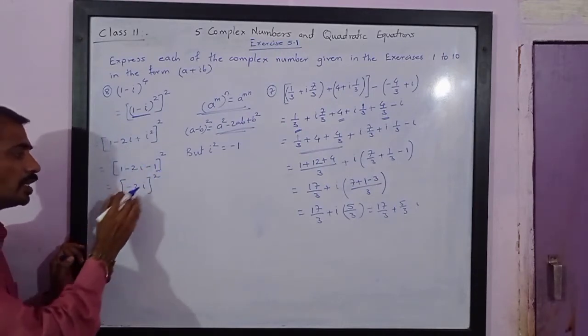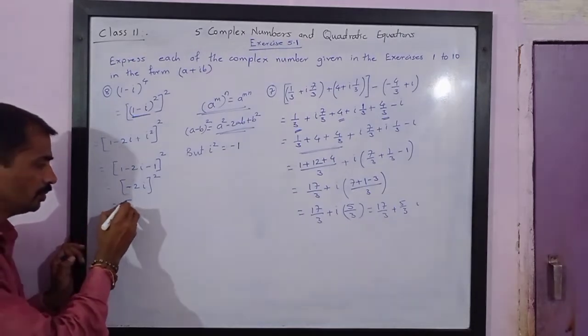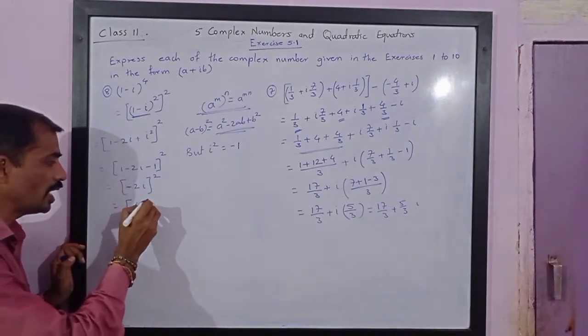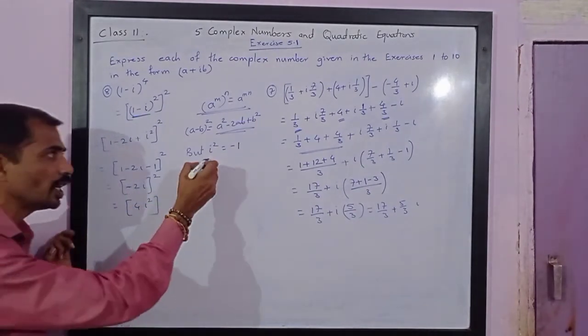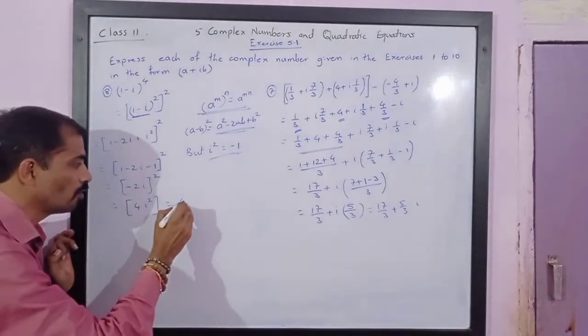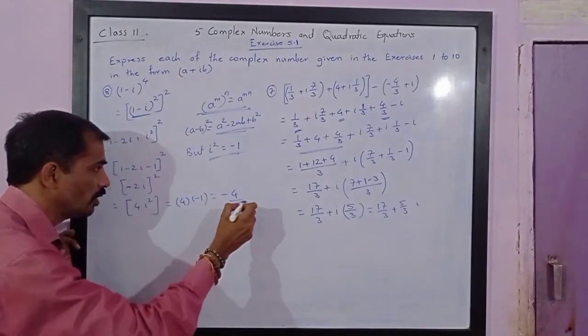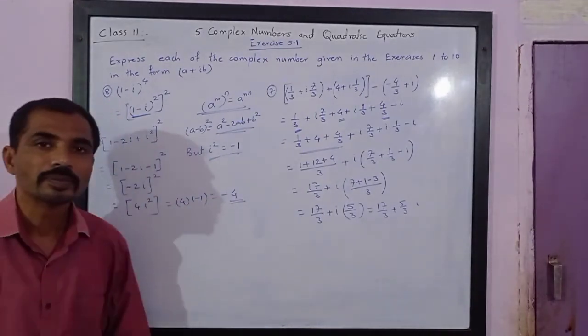Now square this. We know how to square. Square of negative is positive. 2 square is 4, i square is i square. Again please note, i square is equal to negative 1. So this is equal to 4 multiplied by negative 1, that is equal to negative 4. So the answer is negative 4.